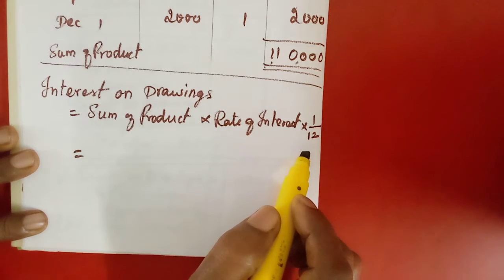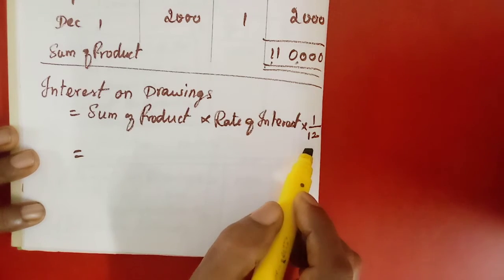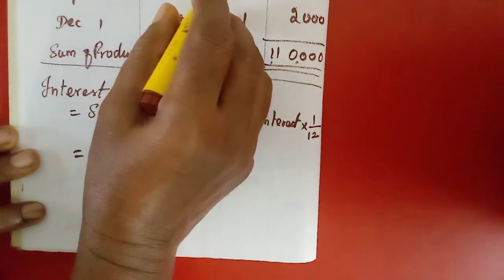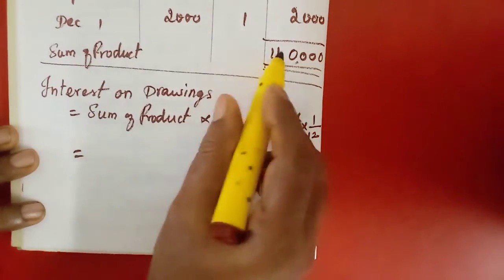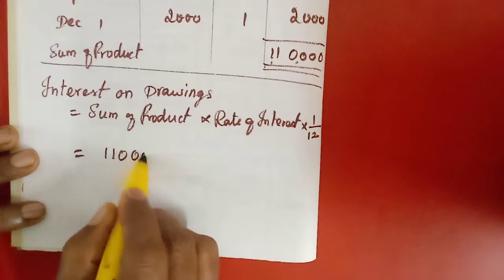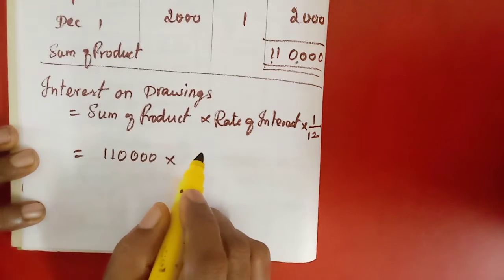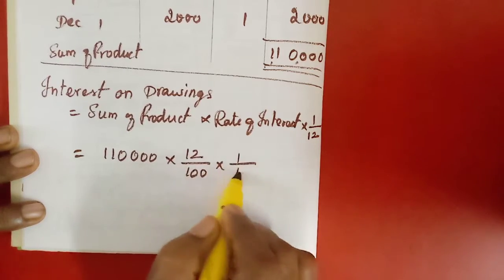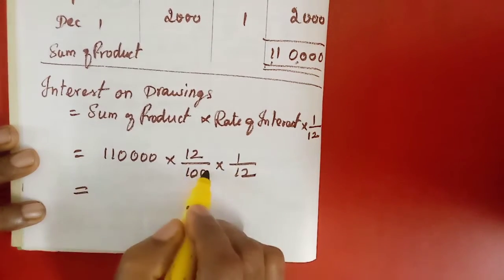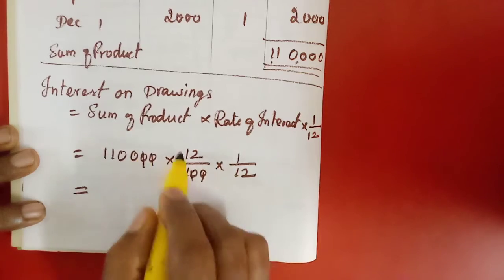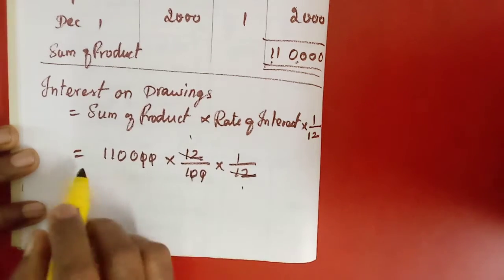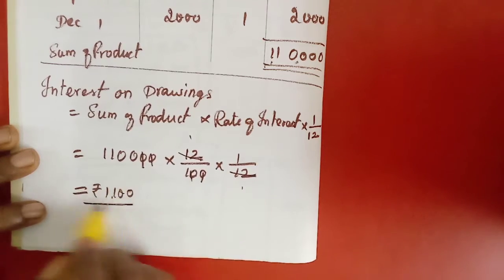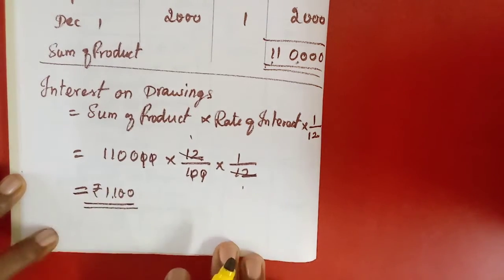That is 2018. How many days does it have? 365. But here we are multiplying by the number of months. What is the sum of product? 1,10,000 into the rate of interest given in the problem, 12 by 100, into 1 by 12. The 12s cancel, so 1,100. That is the answer, Rupees 1,100.